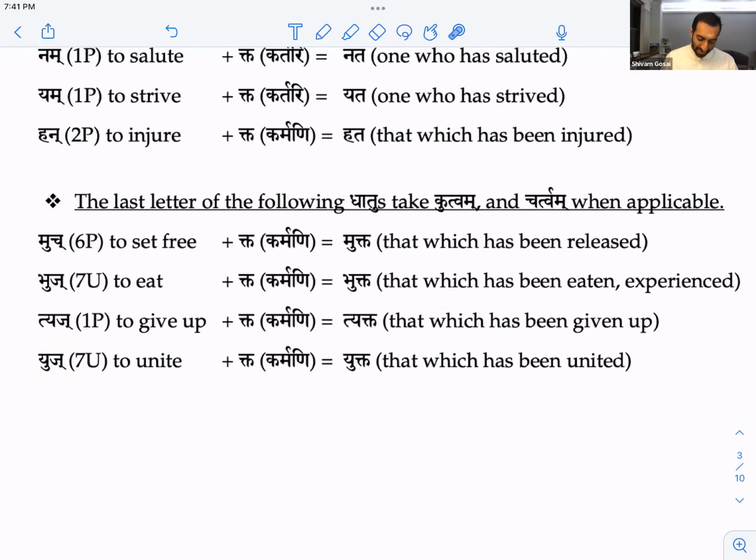And we saw these complex rules, kutvam and chatvam, last time. Much becomes muk, and then you get the ta. So mukta. Chakara becomes kakara. Bhuj, jakara becomes kakara. So bhukta. Tyaj, jakara becomes kakara. Tyakta and yukta. We saw these special rules where the chavarga becomes kakara. All the group of cha becomes ka.